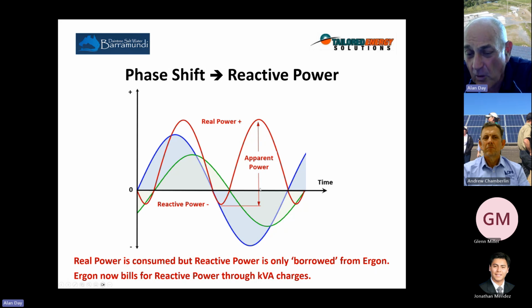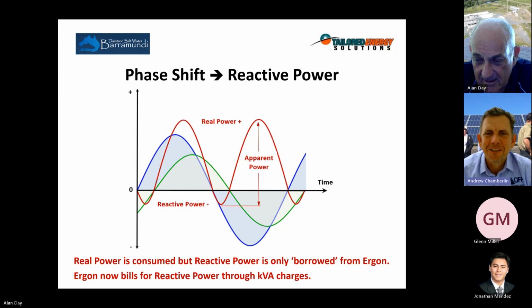So they caught up with that, and over the years they've started to charge people more and more. They're charging people for what we call KVA, because reactive power is KVA. And so that's where KVA charges have come in to compensate Ergon for having to allow for this to be provided. So I hope that makes a bit of sense.